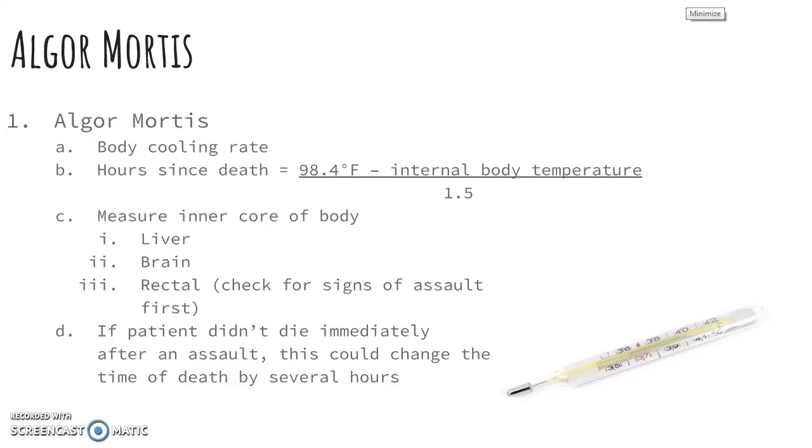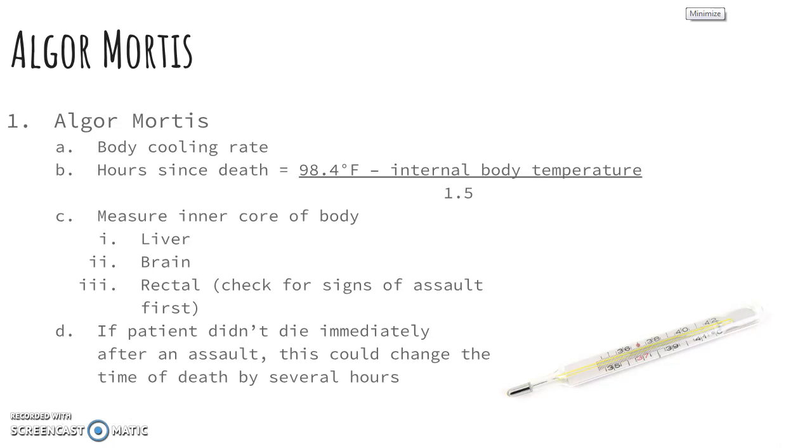Algor Mortis is the cooling of the body after death. After you die, your body will start cooling at a rate of about 1 to 1.5 degrees Fahrenheit per hour. It will be that way until about 12 hours, and then after that it will decrease to about 0.7 degrees per hour, roughly. You can estimate how many hours have passed since death by using the equation on your screen.